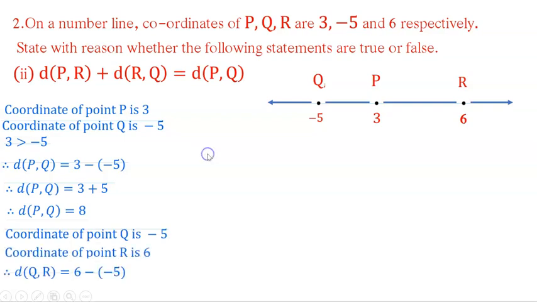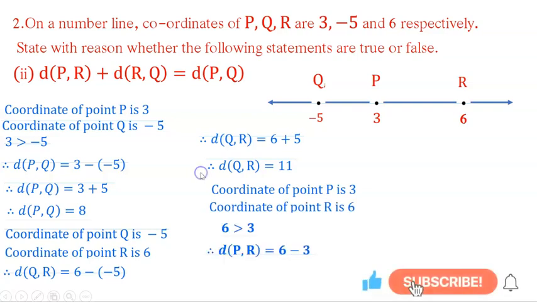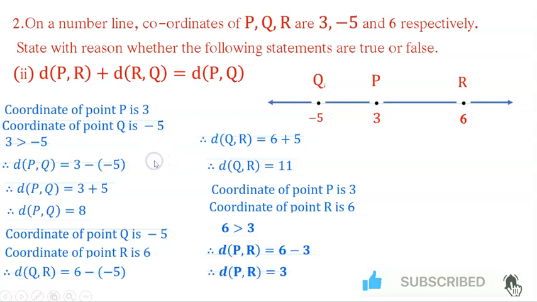Next, we need distance QR, or RQ. That is equal to 11. Okay. And the last, distance PR. Distance PR, that is 6 minus 3 is equal to 3. Substitute the values. Distance PR is 3. Distance RQ is 11. 3 plus 11 is not equal to distance PQ. Distance PQ is 8.